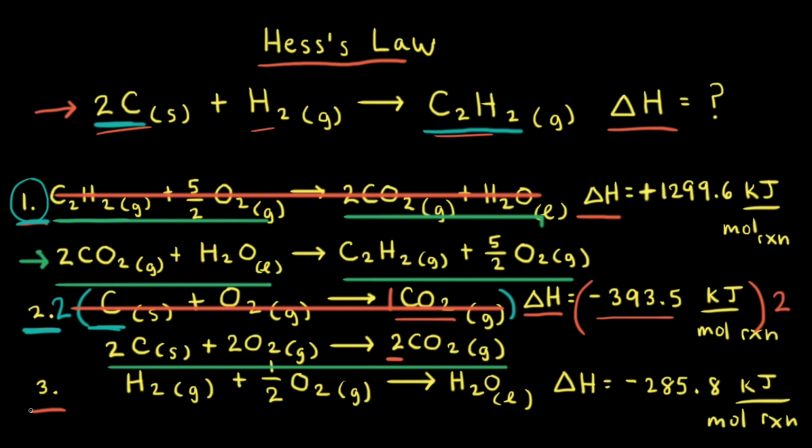Next, we look at equation 3, and we can see there's 1 mole of hydrogen gas on the left side of the equation, which matches the original reaction, which also has 1 mole of hydrogen gas on the left side. So we don't need to do anything to equation 3, and since we're not doing anything to the equation, we're also not going to do anything to the change in the enthalpy. So it's going to stay negative 285.8 kilojoules per mole of reaction.